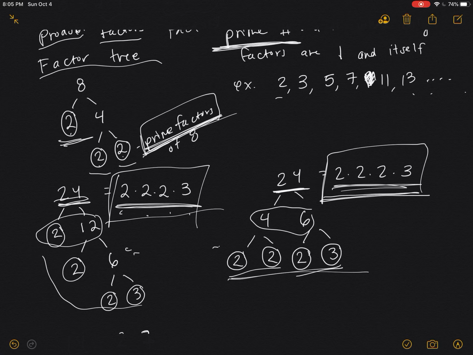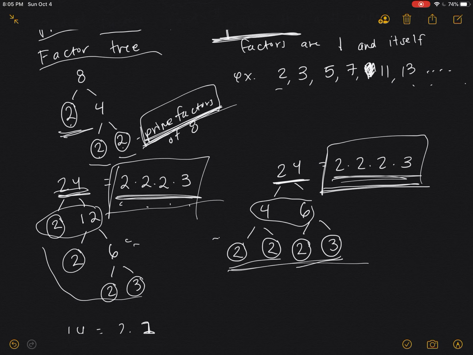Just know you're going to end up in the same spot. That's kind of the cool thing with math and algebra. People will find lots of different ways to get to the same result.